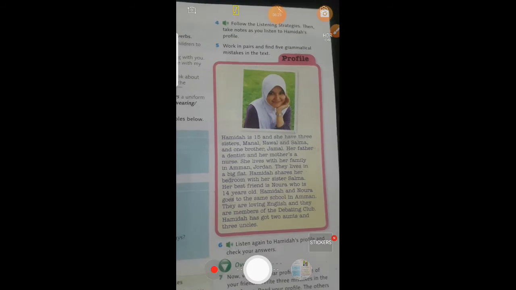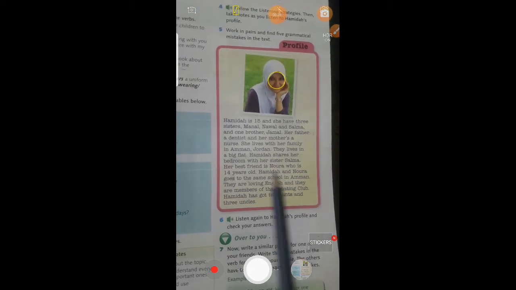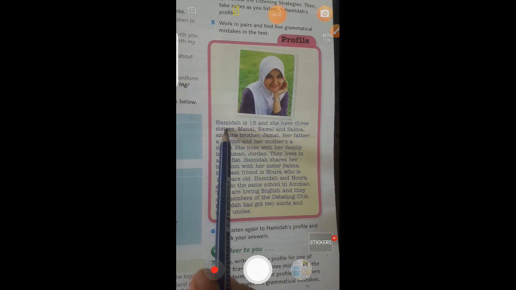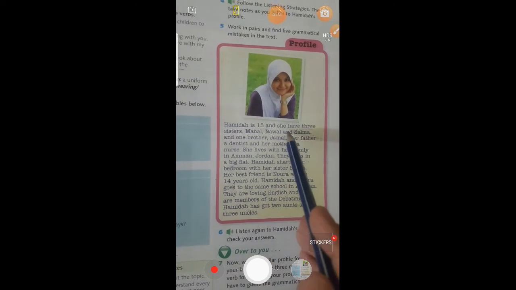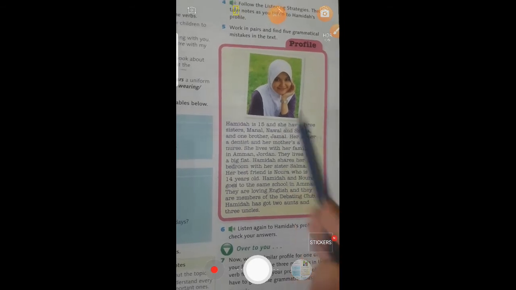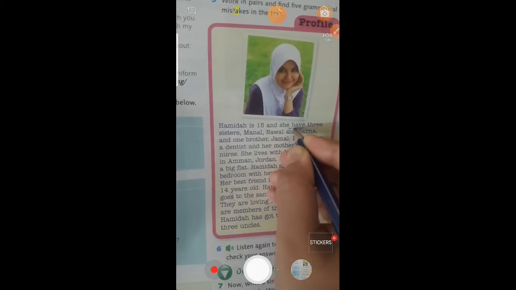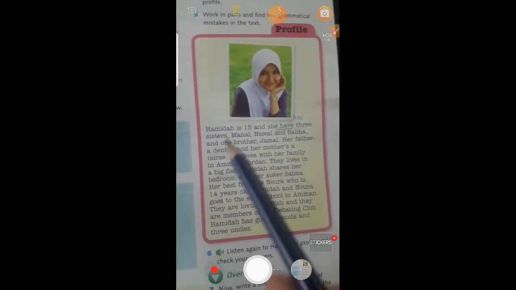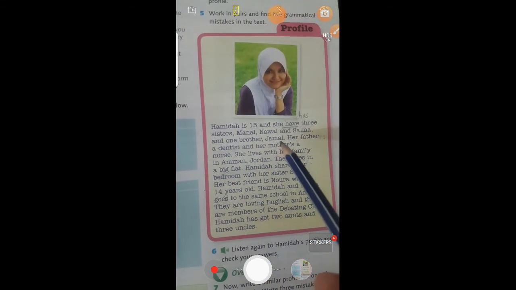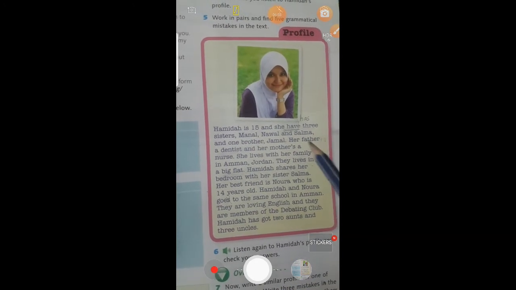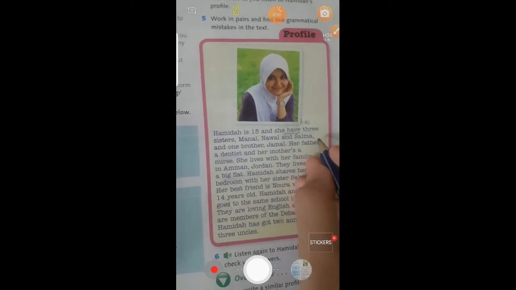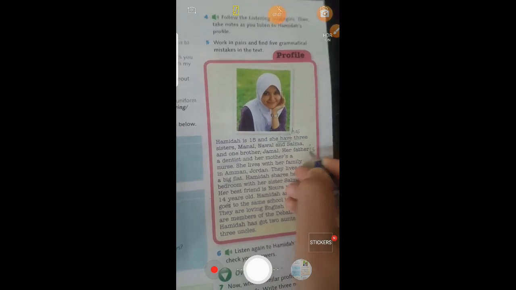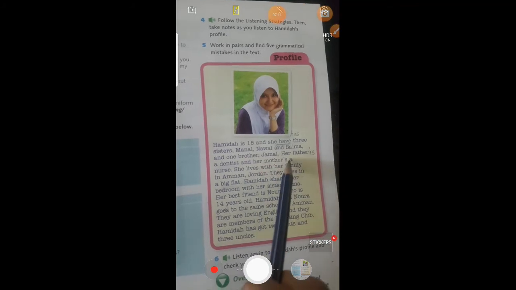Let's do it together يا صبايا. Let's read the text and underline the mistakes. Hamida is 15 and she have 3 sisters, Manal, Nawal and Selma. Have. صح ولا غلط? It's wrong. She have or has? She has. طيب. Let's continue. And one brother, Jamal. Her father, a dentist. Her father, what's missing here? It's her father is a dentist. Okay? Is ناقصة. And her mother's a nurse.